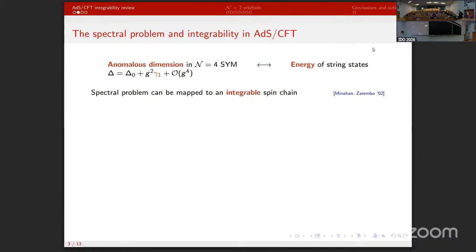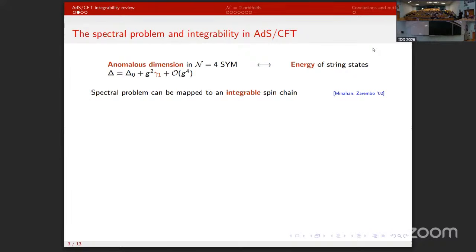Okay, so let's quickly review the spectral problem. Of course, in the gauge theory we are interested in calculating the anomalous dimension. So you have the classical scaling dimension and then some corrections depending on the coupling. As I said, this corresponds to the energy of string states on the string side. Now the spectral problem can be mapped to an integrable spin chain. This was the seminal work by Minahan and Zarembo.